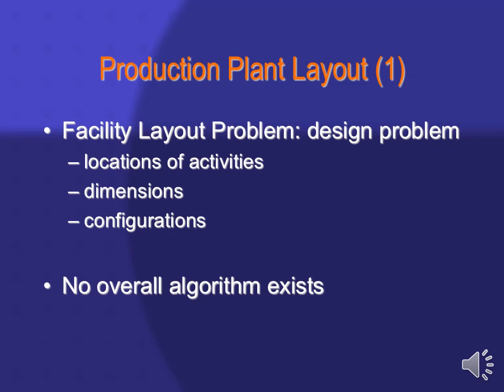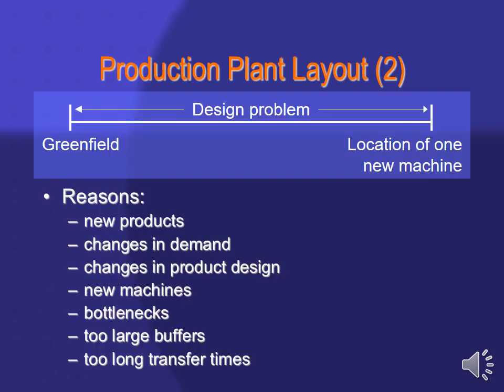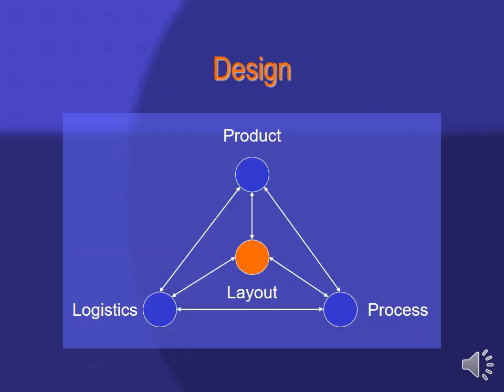Now see production plant layout, facility layout problem, design problem, location of activities, dimension, configuration. It is the production plant design problem. Depends on greenfield and location of one new machine. What are the reasons behind this? New product, change in demand, change in product design, new machine, bottlenecks, too large buffers, too long transfer time.